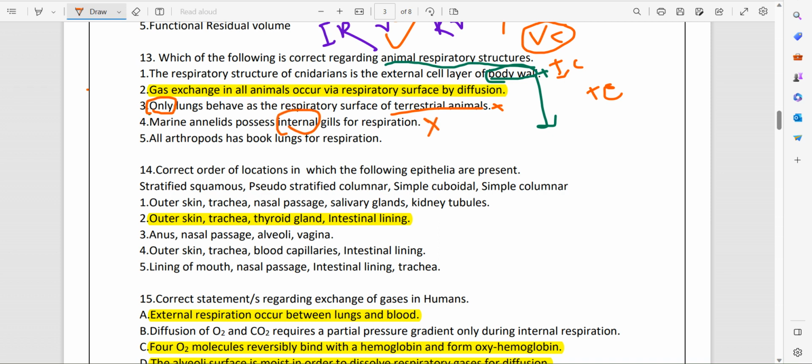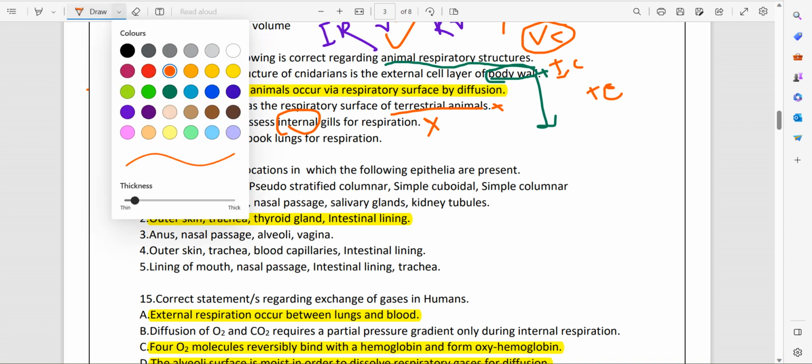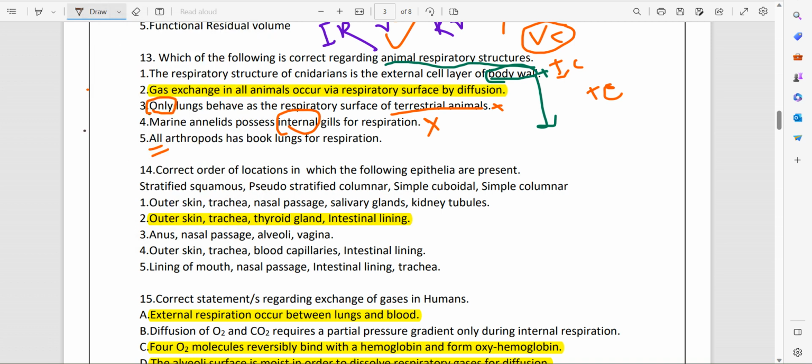Fifth one, all arthropods, all again. So only, always, all. Those three keywords are super important in MCQs. Mostly they lead to the wrong place in MCQ statements. So all arthropods, no. Arachnids have book lungs.